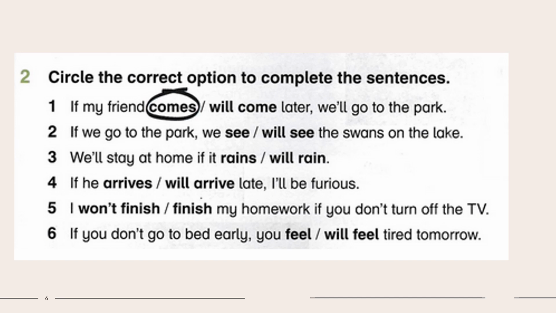Children, let's do the exercise in activity 2. Circle the correct option to complete the sentences. Do you still remember the first conditional sentence structure? If plus simple present plus simple future. Here you can see that number 1 had been done for you. If my friend comes later, we'll go to the park. You should start to look for the answers for question number 2 until 6 now.